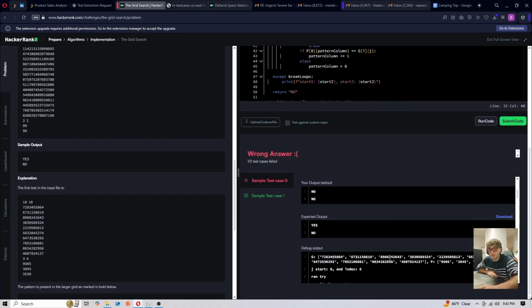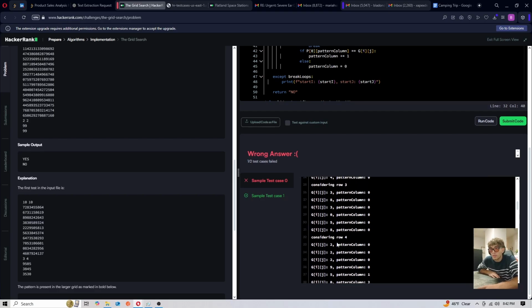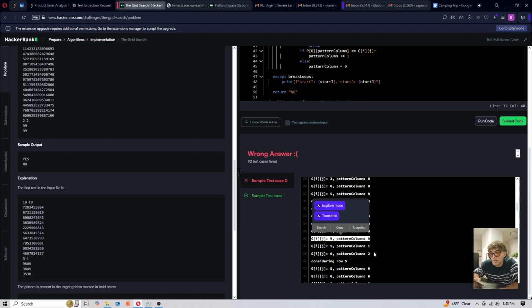Let me check the input again. 0, 1, 2, 3, 4, 4. Row 4. G of I. Okay, hold on. So it exits early is what happens. And that would probably be because it's out of range. What would cause it to break early?